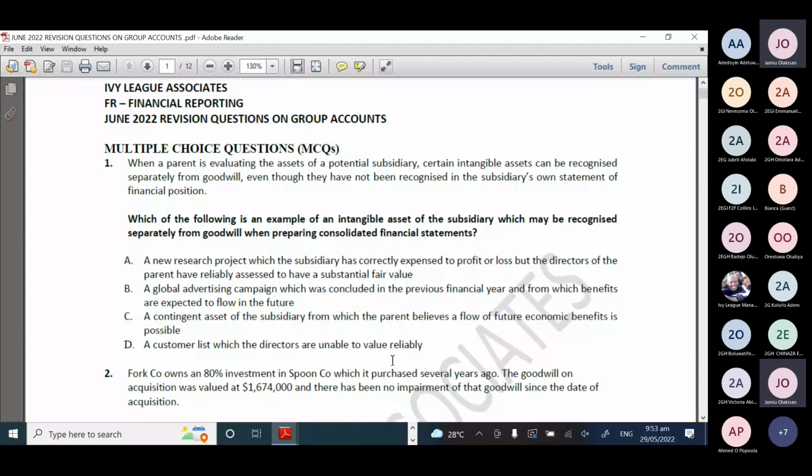So B, a global advertising campaign, which was concluded in the previous financial year and from which benefits are expected to flow in the future. I think, Emmanuel, you went for this, right? Or was it someone else? Yes, someone went for this. But what were you told in IAS 38 when you did intangible assets? What do they say about advertisement campaigns, advertisement costs?